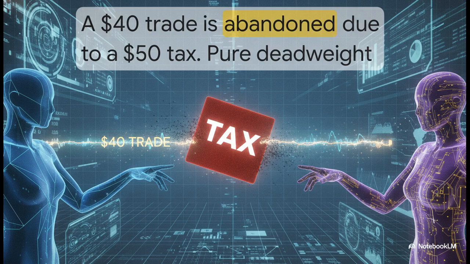Suddenly, there is literally no price Mike can pay May that covers her time and that massive tax. The mutually beneficial $40 deal is abandoned. The result? Pure deadweight loss. Mike and May are worse off, and crucially, the government collects absolutely zero revenue because the trade never even happened.